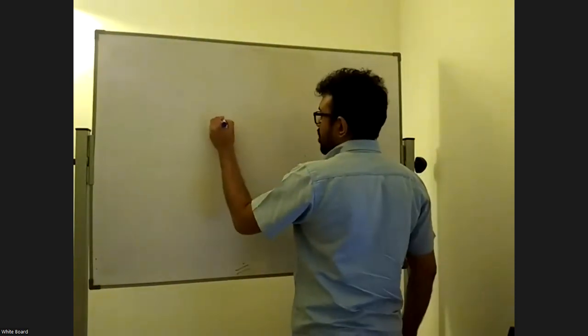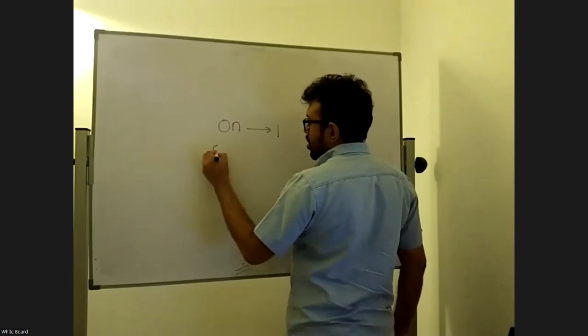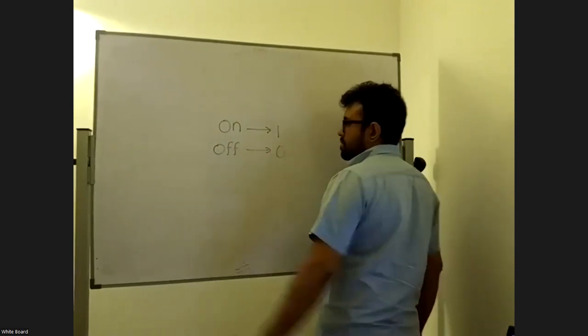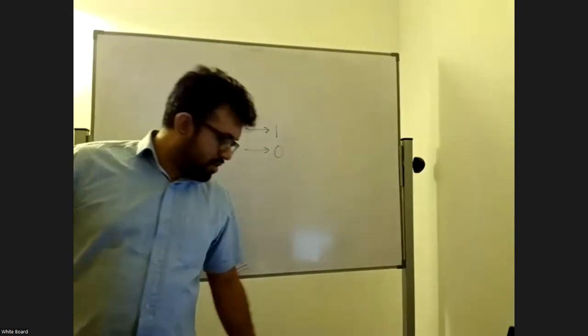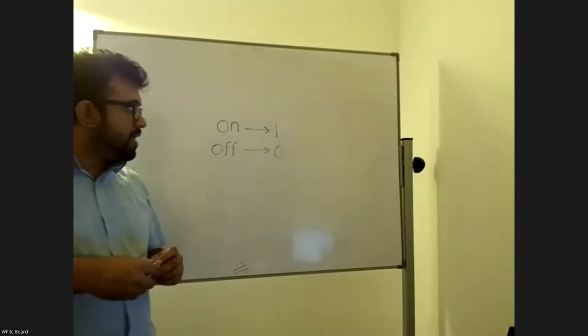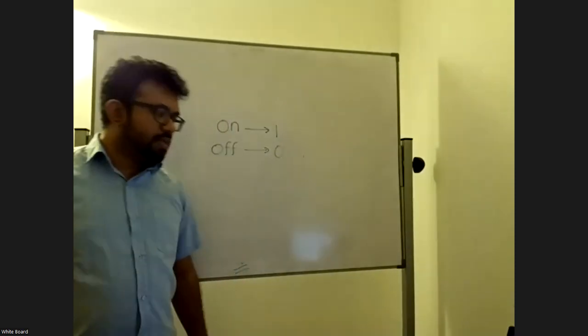So on means 1, off means 0. Write down this particular fact right away. So after this statement that you have written, on means 1, off means 0.